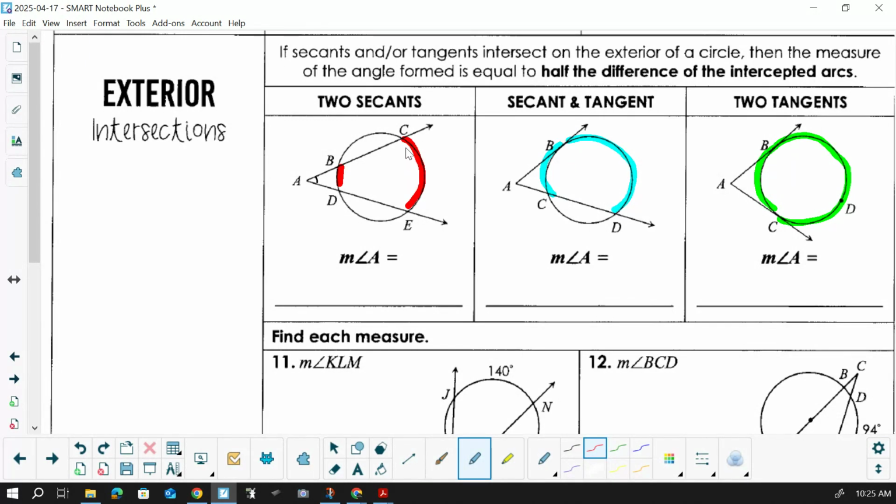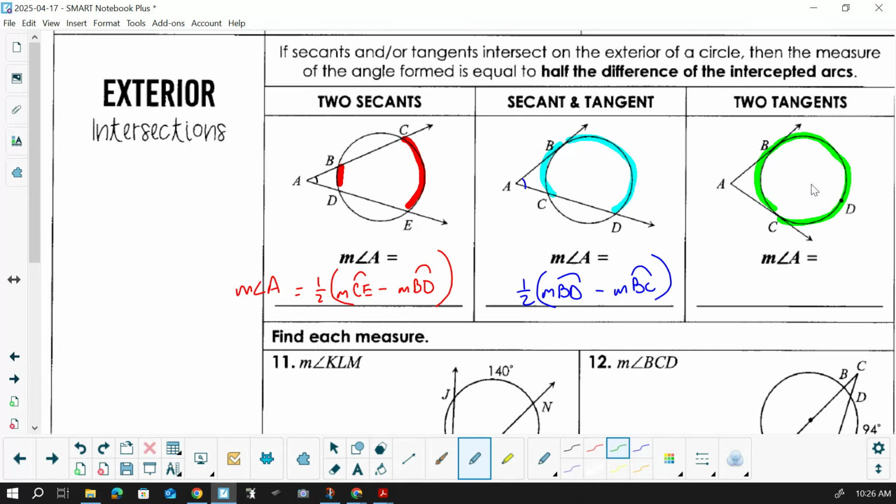Okay, so how you're going to do this here, you're going to take the big one, measure of CE. You're going to subtract the small one, measure BD. You're going to multiply that by 1/2, and that's going to equal the angle on the outside. Okay? Oh, and I had measure angle equals. Okay, so this one here, same thing. Blue. Big arc minus the small arc times 1/2 will equal that angle on the outside.